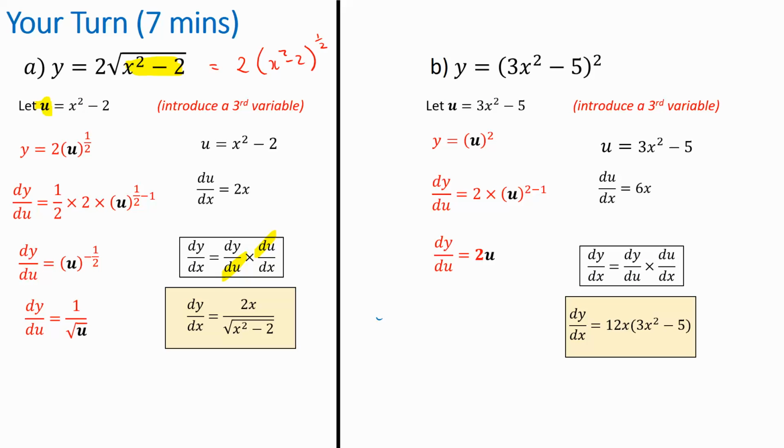Okay, so same idea. As I said, replace that. Get u squared. The derivative of that is 2u. That was easy. 2u multiplied by the derivative of what you're replacing, which is 6x. So 6x times 2u is 12u. So you get 12u, but it's 3x squared minus 5.